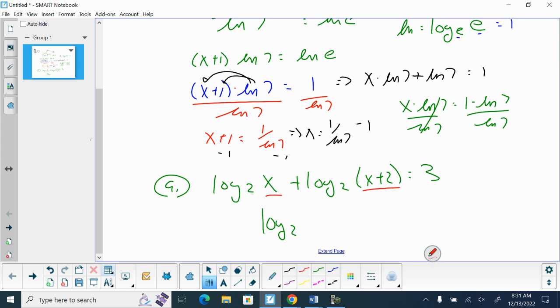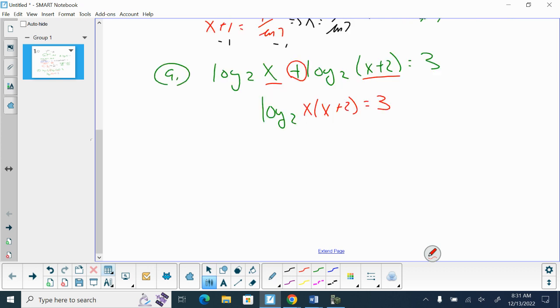Okay, I can write this as one log on the left-hand side. What do we have to do with the x and the x plus 2, Jade, if I'm adding these two logs? Okay, we have to multiply them. So we have log base 2 of x times x plus 2 is equal to a value of 3. Next, we take it out of the logarithmic form and move it into an exponential form. So rewrite this in exponential form now.